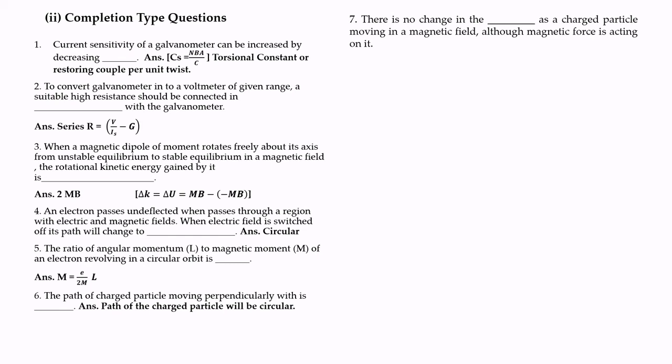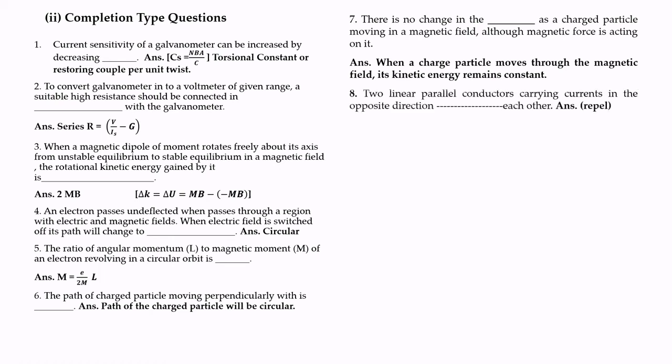Question number 7. There is no change in the kinetic energy of a charged particle moving in a magnetic field, although the magnetic force is acting on it. There is no change in the kinetic energy when a charged particle moves through a magnetic field.